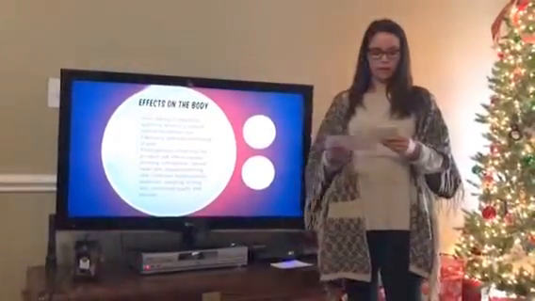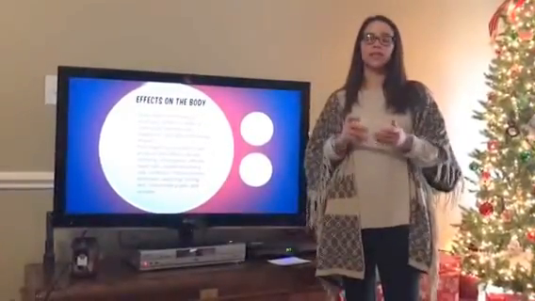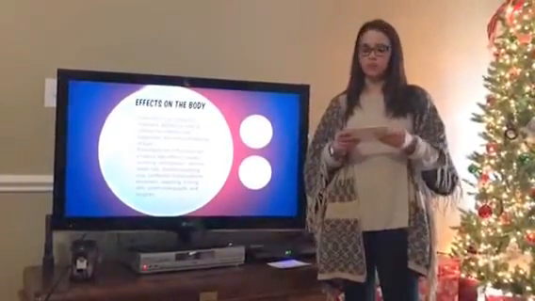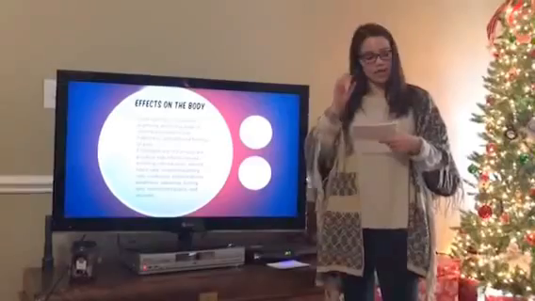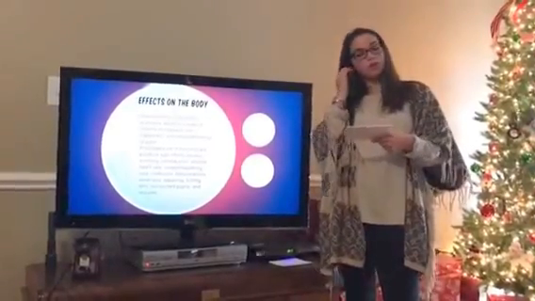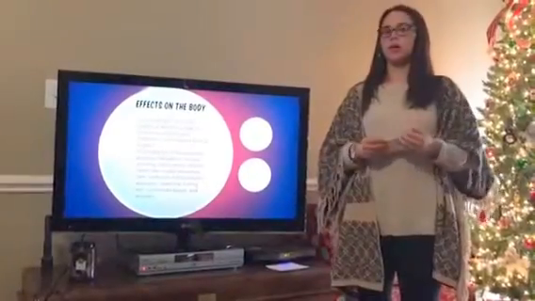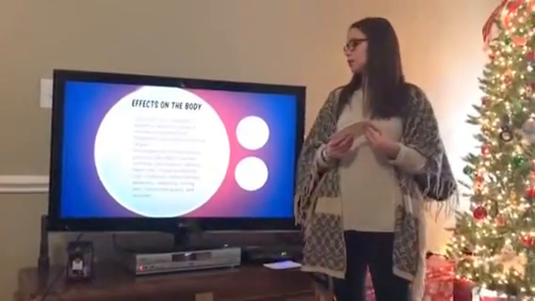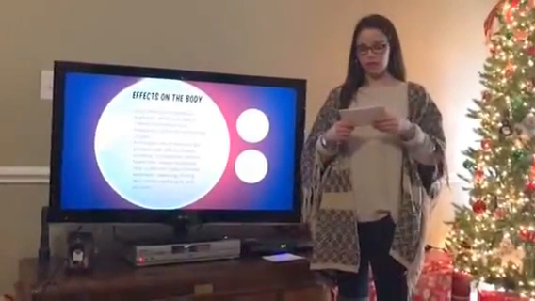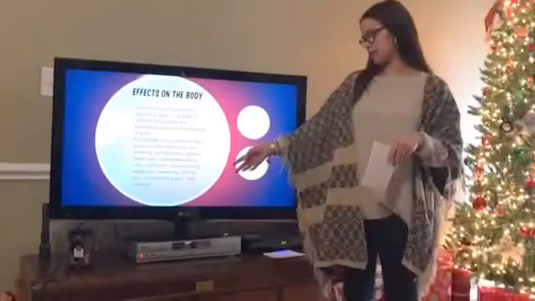So, effects on the body. It gives you relaxation, euphoria, which is happiness and a state of excitement, and reduced feelings of pain. Side effects that occur with fentanyl may include nausea, vomiting, constipation, altered heart rate, slowed breathing rate, hallucinations, and much more, as you can see.